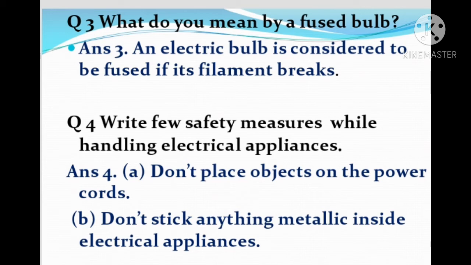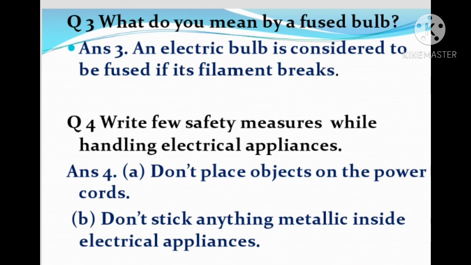Now question 4. Write a few safety measures while handling electrical appliances. The safety measures are: don't place objects on the power cords. Don't place any object on the power cords, as this may damage the power cords, and the person who is placing the object on the power cords may get an electric shock.